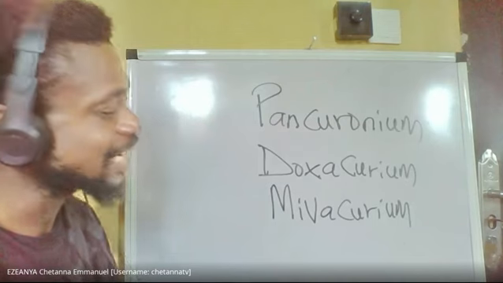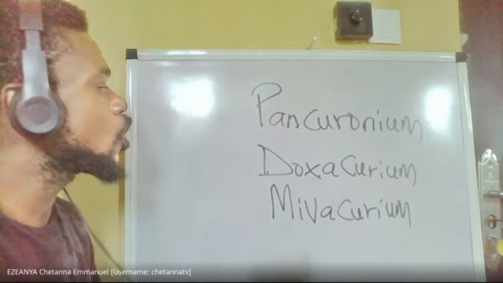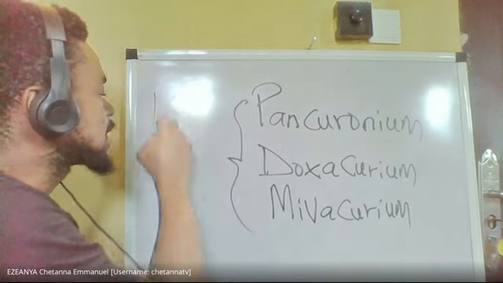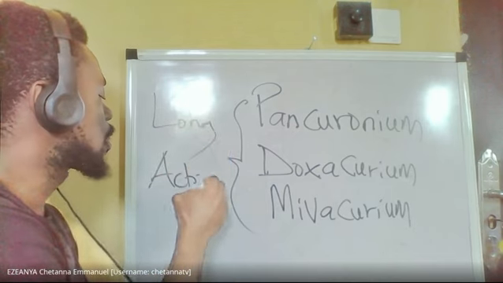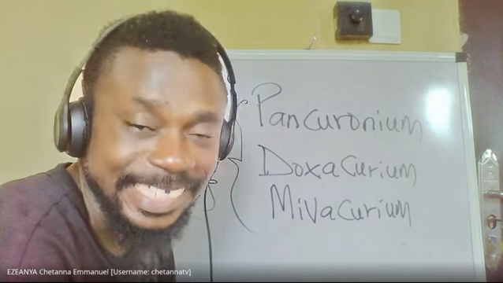Pancuronium. These are some of the examples of what? Long-acting neuromuscular blocking agents.